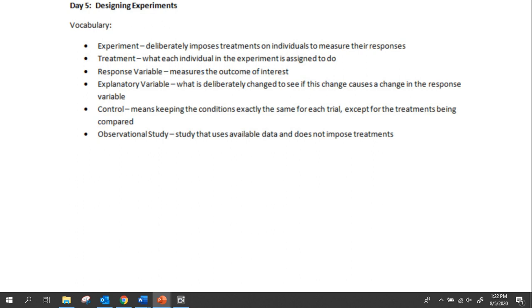Control is keeping the conditions exactly the same for each trial, except for the treatments being compared. An observational study is a study that uses available data, but does not impose treatments.